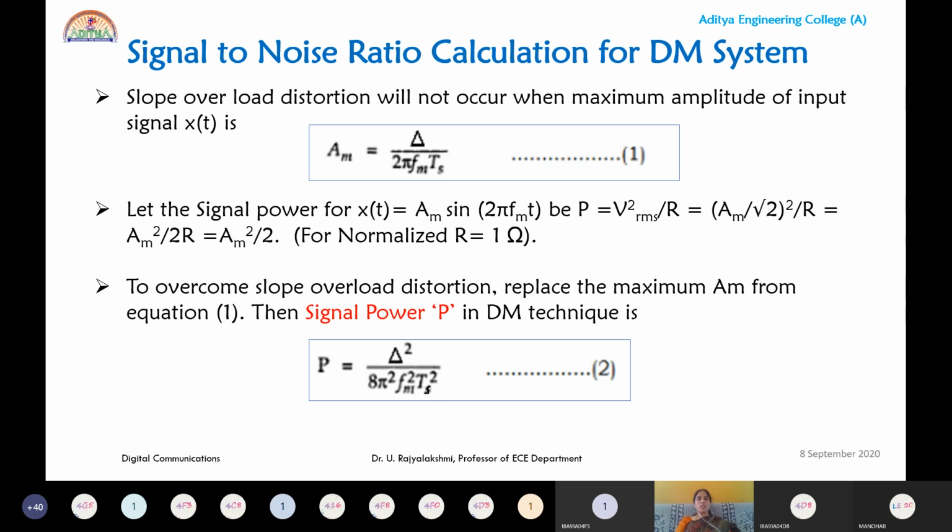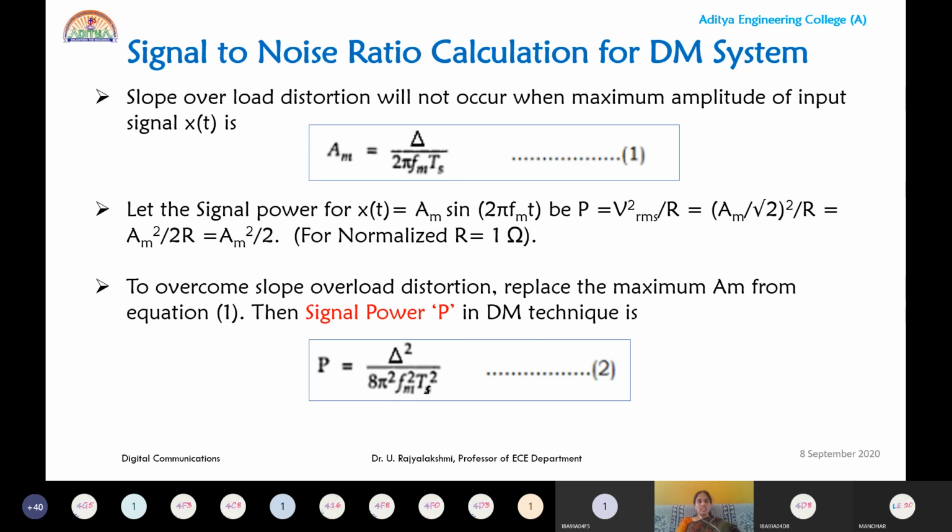Now how can you overcome the slope overload distortion? What is the condition to overcome the slope overload distortion? We have the maximum amplitude of the message signal Am as delta by 2 pi fm into Ts. Take it as equation 1. Now please substitute the maximum amplitude of the message signal in the signal power expression. What is the general expression for signal power with the maximum amplitude Am? It is equal to Am square by 2R. For normalized resistance, take R as 1 ohm.